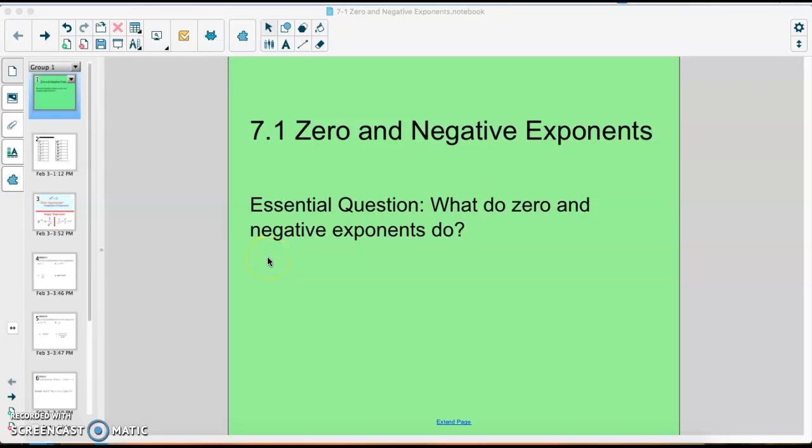Hey guys, welcome to 7.1. We're going to talk about zero and negative exponents today. And our essential question: what do zero and negative exponents do?